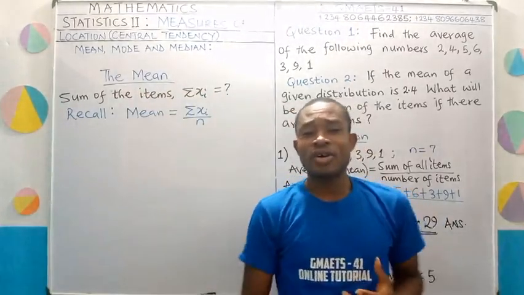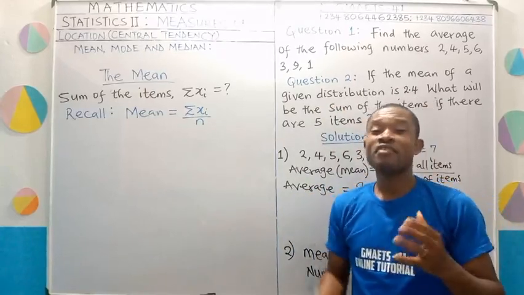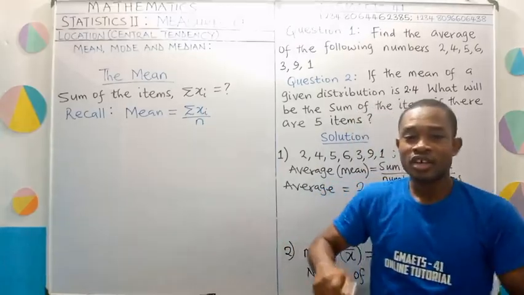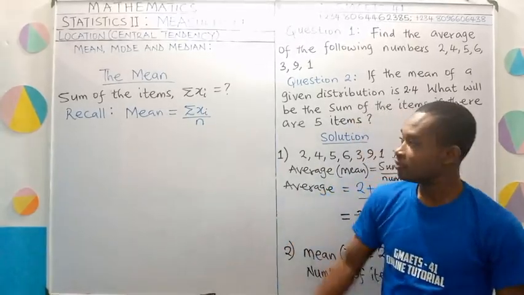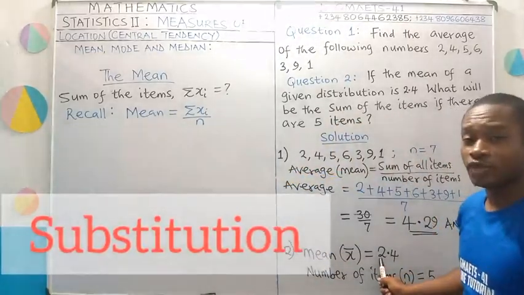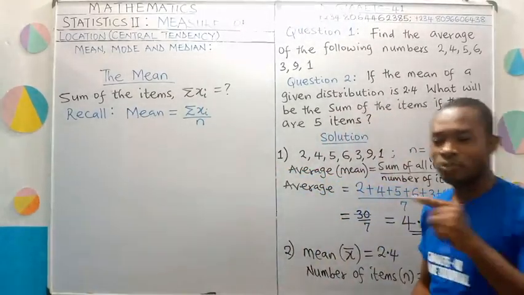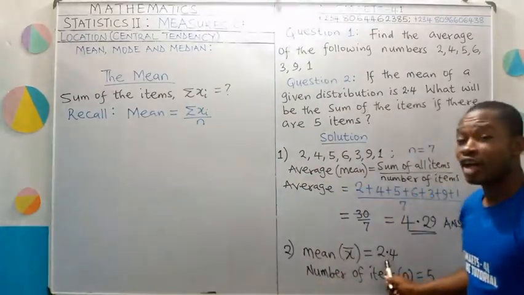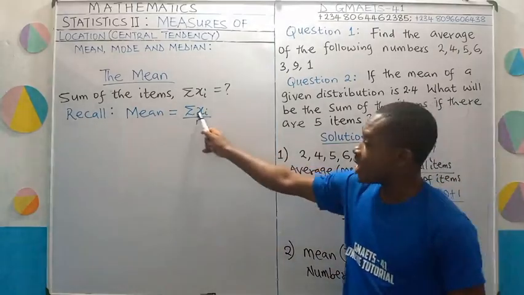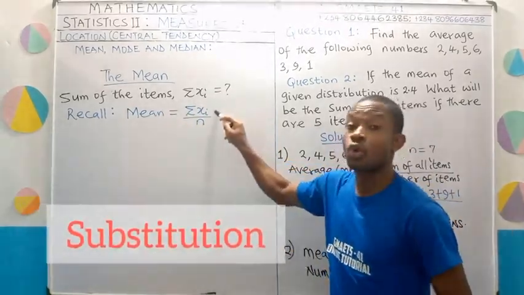I have already explained to you how to do substitution. If you have a formula, how to put in the values, how to replace the values into the formula. We have mean here. From the question, we know the value of the mean, 2.4. So we'll go to this formula and replace mean and substitute mean with the value 2.4 because we know the value from the question. Summation xi, we don't know the value. That is what we are looking for, the sum of the items. So we'll leave it like that.